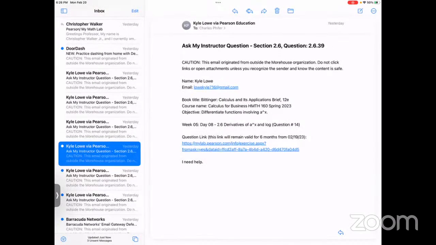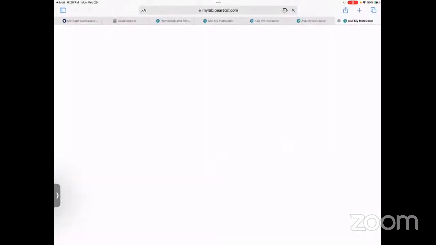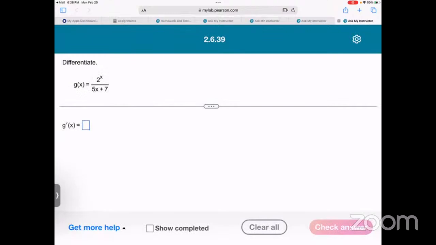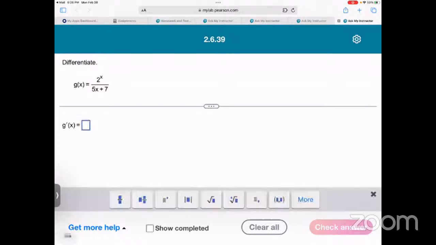So we're just pulling up the next question that was requested, and this comes from, drum roll please, section 2.6, question 39, and we're asked to differentiate, okay? I think I'm gonna do this one here on Pearson because maybe not. It's looking a little bit involved. I think I can do it. I think I'm gonna just go with it. If I need to write it out, I will, but I think I can do it here.